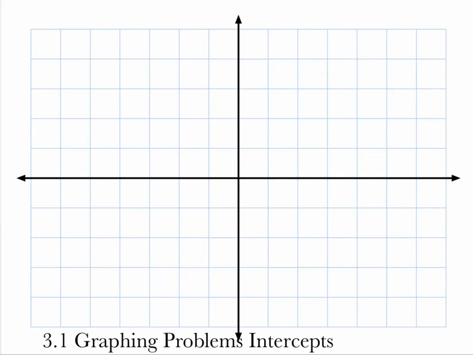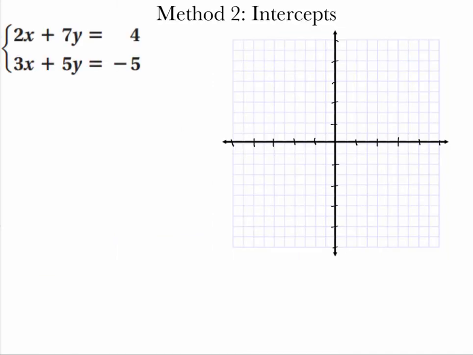Now let's do a method I'm going to call graphing by intercepts. Basically, what I want you to do is to just graph the intercepts of the two equations and do the lines that way. So for the first problem, 2x plus 7y equals 4.